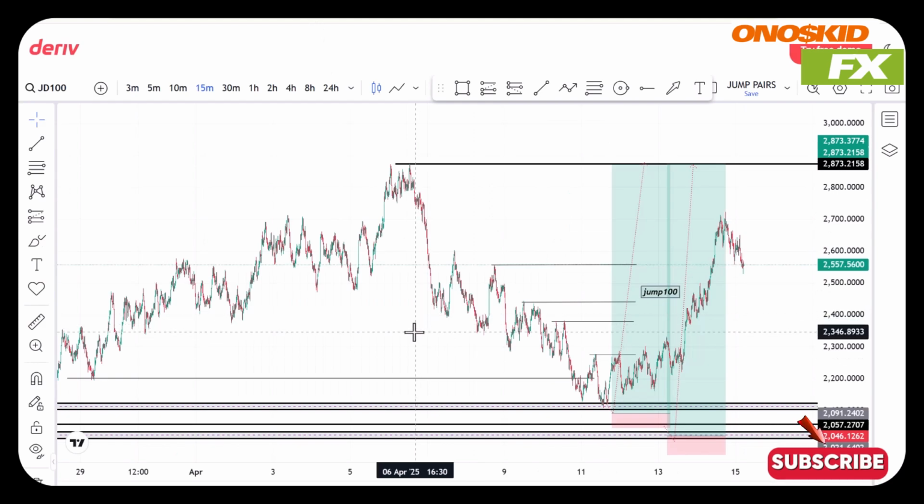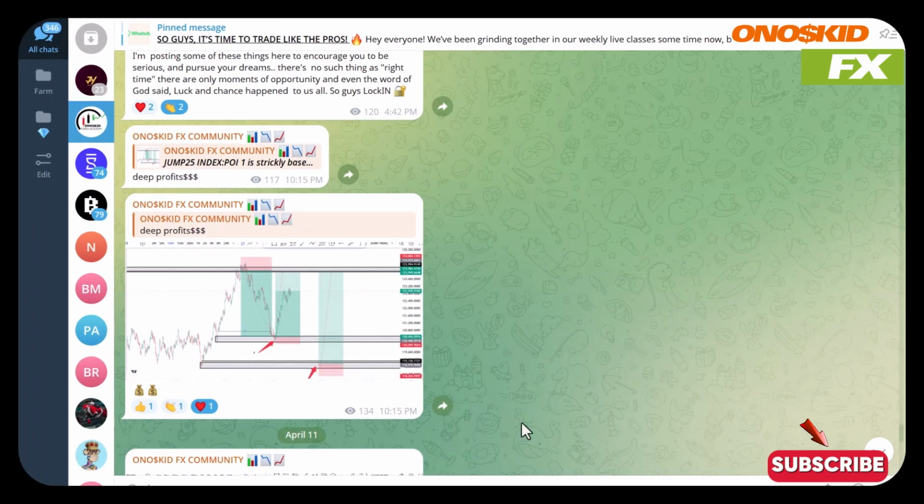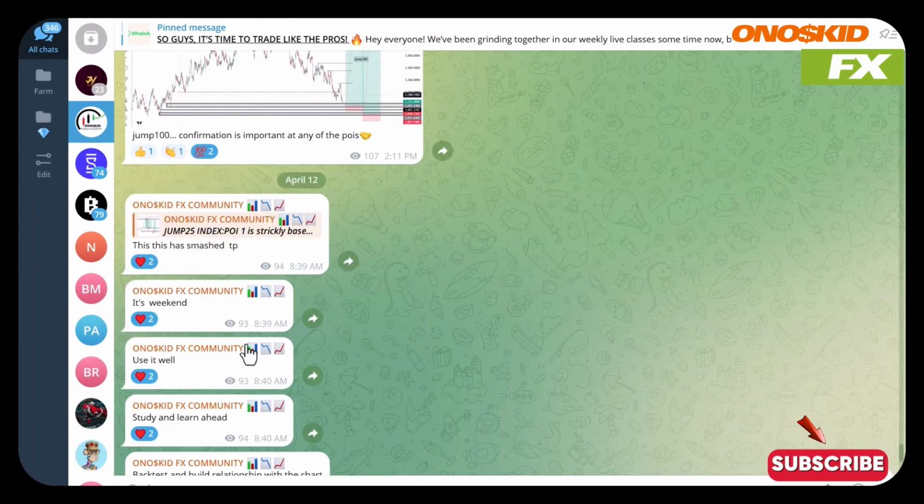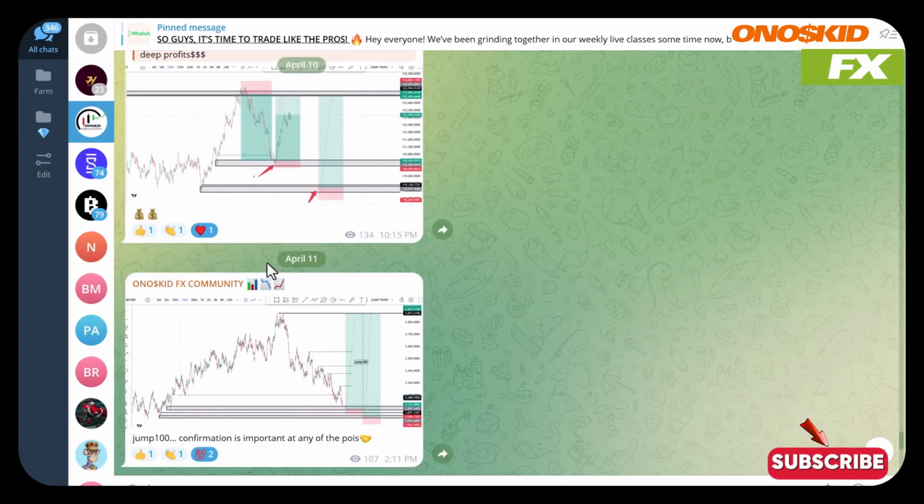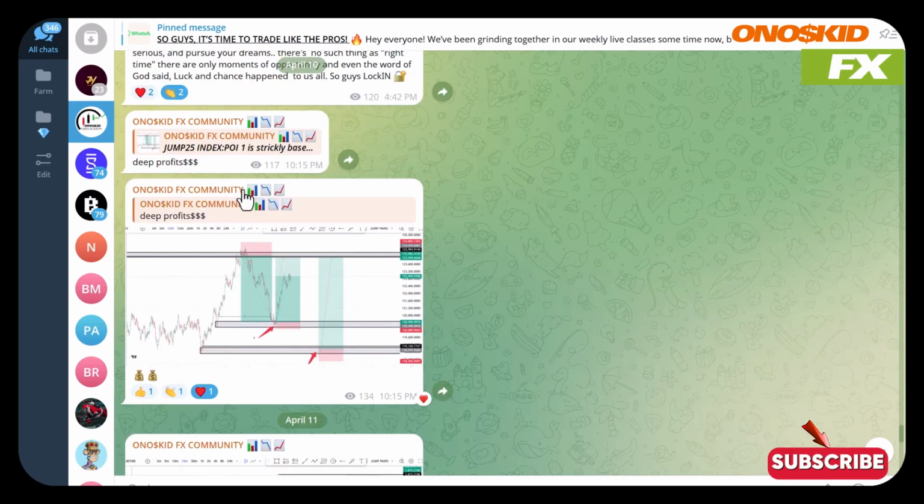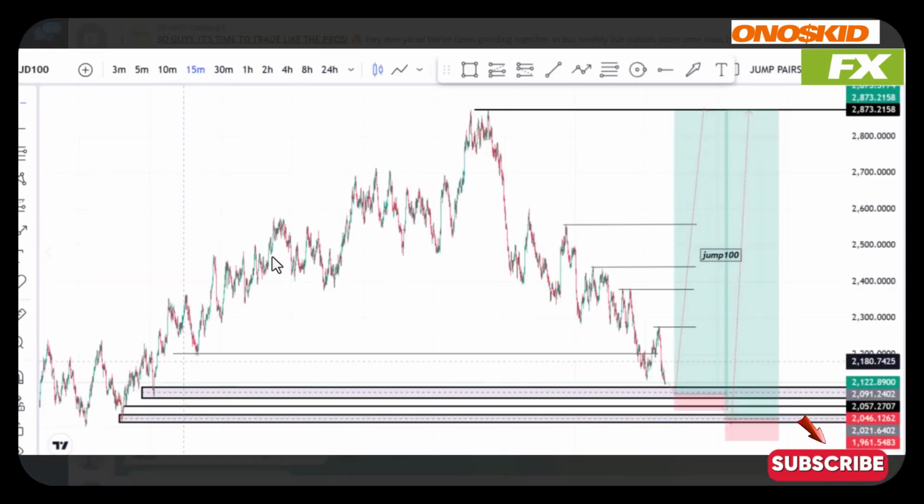I think there are other trades which we took. Yeah, this is Jump 100 index. Okay, this particular trade, I think I posted it on my Telegram channel. And let me see, where is this trade? I think I did. Where? Okay, so this is the trade.